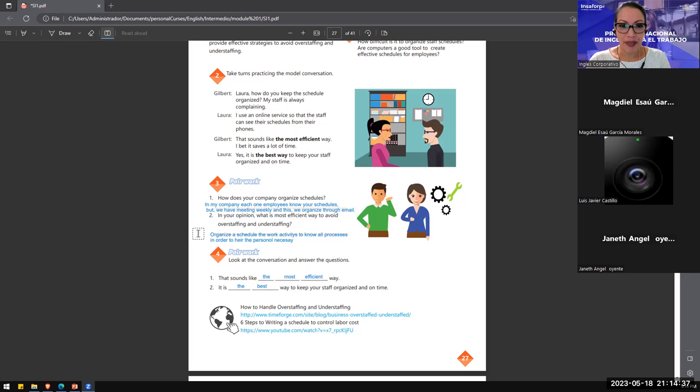Sounds interesting. Number two, in your opinion, what is the most efficient way to avoid overstaffing and understaffing? Organize a schedule, the work activities, to know all processes, in order to hire the personnel necessary. Okay, the necessary personnel. Excellent. Thank you so much for sharing this. You did it very, very good.